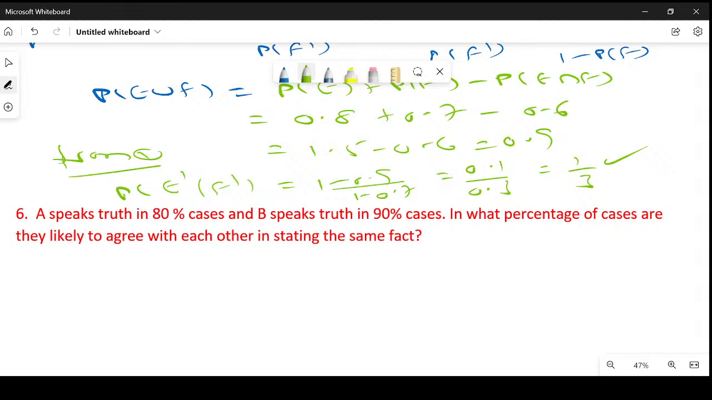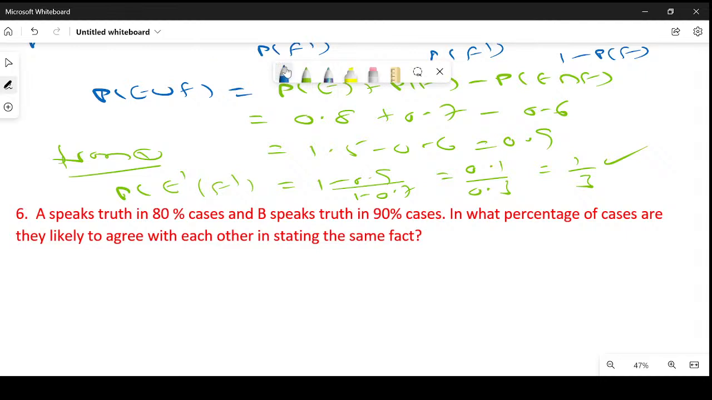A speaks the truth in 80% of cases and B speaks the truth in 90% of cases. In what percentage of cases are they likely to agree with each other in stating the same fact? So A speaks truth, that means P of A, 80% of the cases.